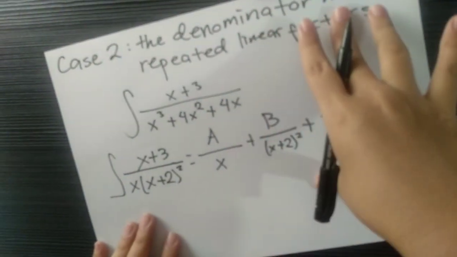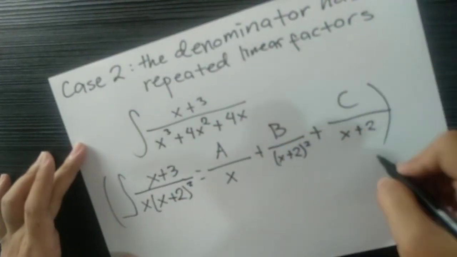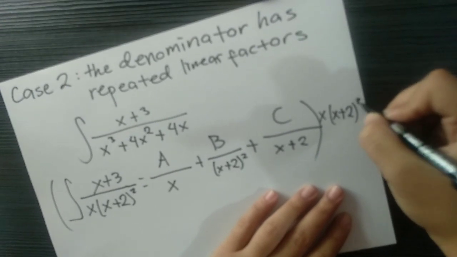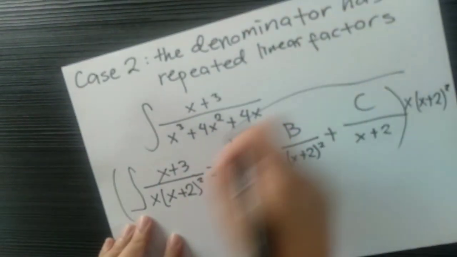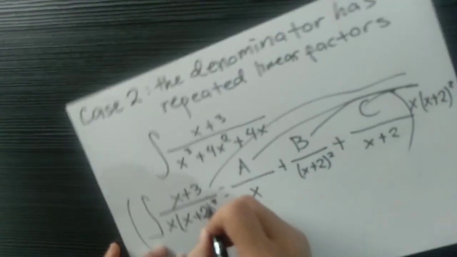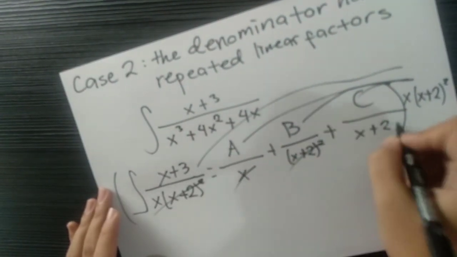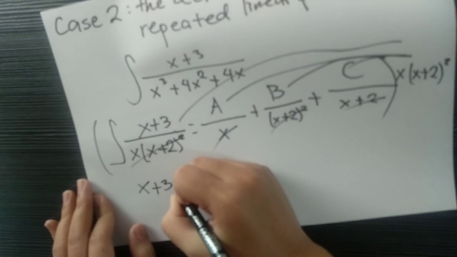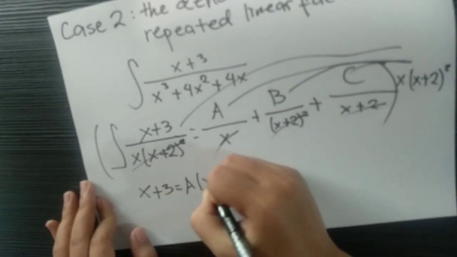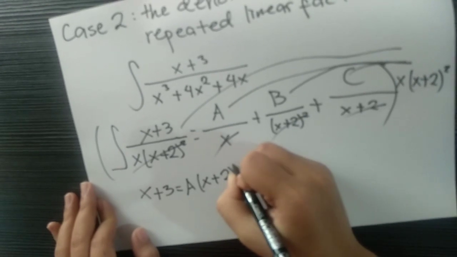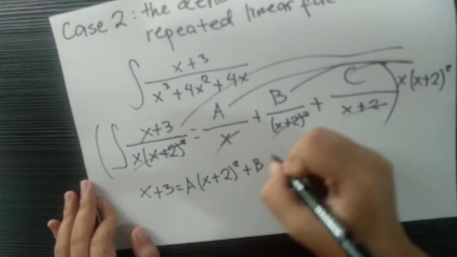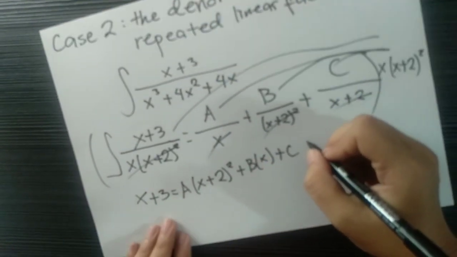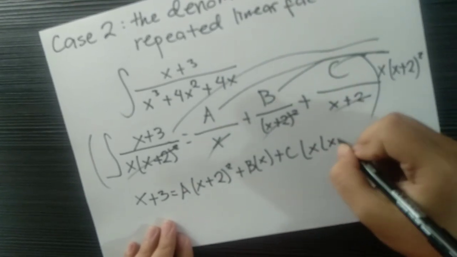Now, let's multiply this by the LCD, so let's multiply this by x times (x + 2) squared. Let's multiply, and now let's cancel out these ones. And we'll get x + 3 is equal to A times (x + 2) squared plus Bx plus C times (x + 2).